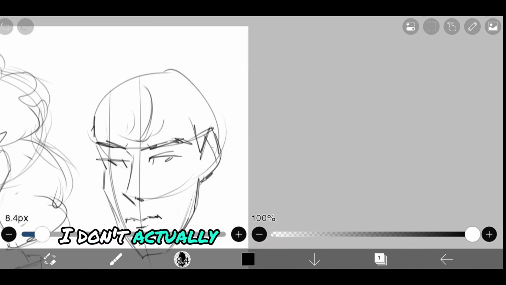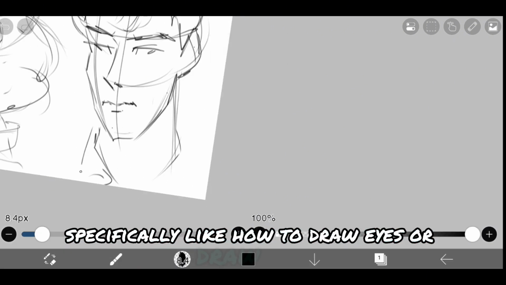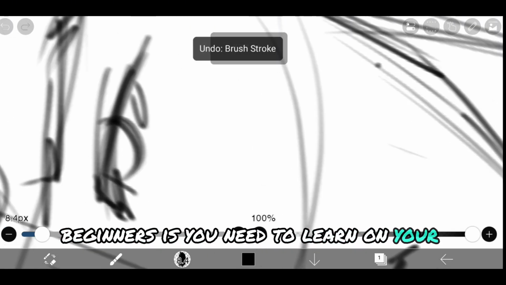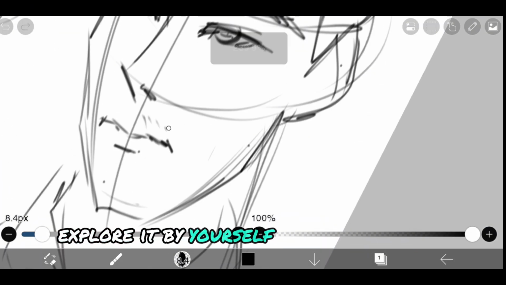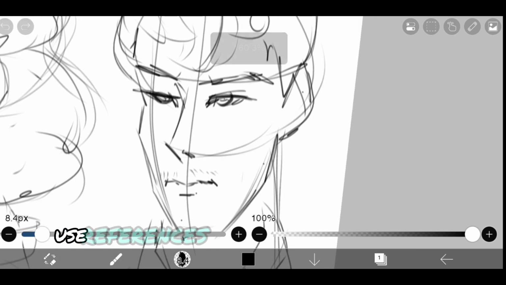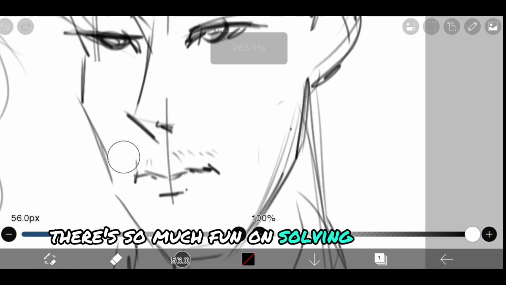I don't actually want to teach how to draw a face specifically, like how to draw eyes or draw nose. All I want to teach you guys beginners is you need to learn from your experience, because that is the best teacher. Explore it by yourself and consider it a journey. I'm gonna say it again and again: use references and figure out how to draw it. There's so much fun in solving your own problem.